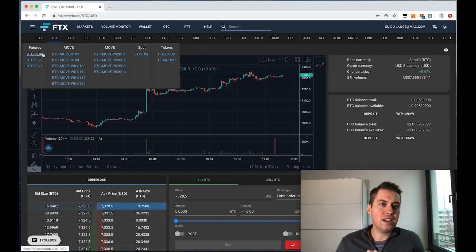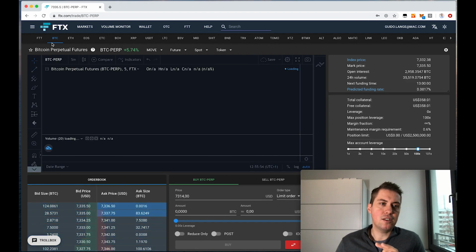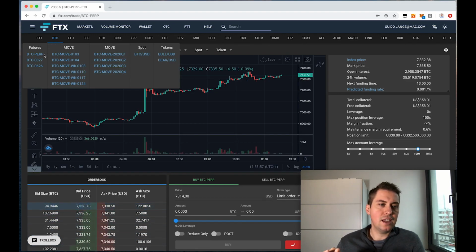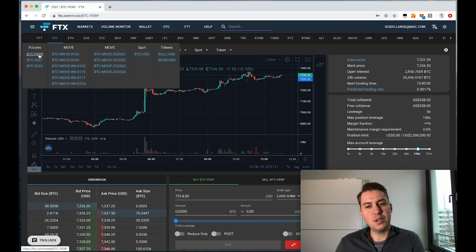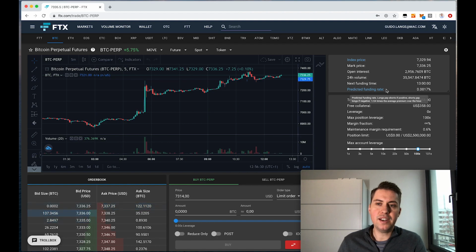However, more popular on FTX are the futures contracts and all the other trading contracts. So you have a BTC-PERP. It's a BTC perpetual, similar to the BitMEX perpetual contract. So it's a Bitcoin contract that runs for an indefinite amount of time. It doesn't have an expiration date, and you can just enter the position and theoretically leave it open forever. However, for that you pay funding every 8 hours.